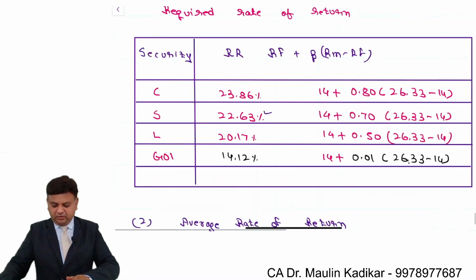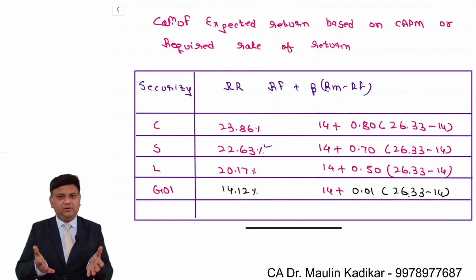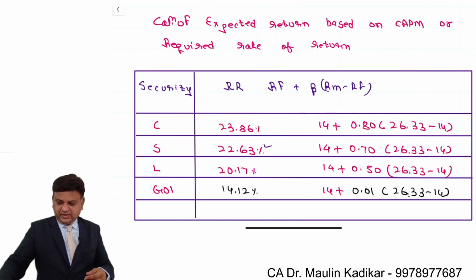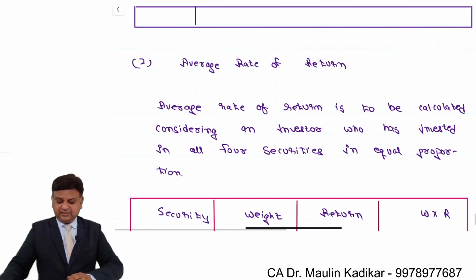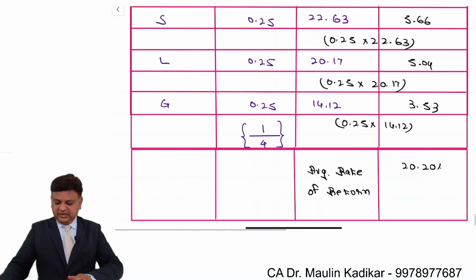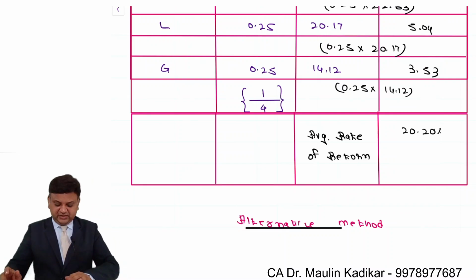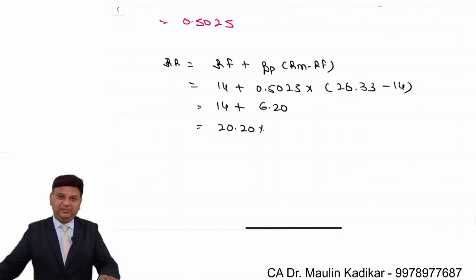Even otherwise, whatever returns you have already calculated, you just make the summation and divide by 4. That is 23.86 plus 22.63 plus 20.17 plus 14.12. The total is 80.78. Divide by 4, that comes to 20.195, that is 20.20. This is also the way you can compute the average rate of return. In my opinion, it is an important question from the examination point of view.